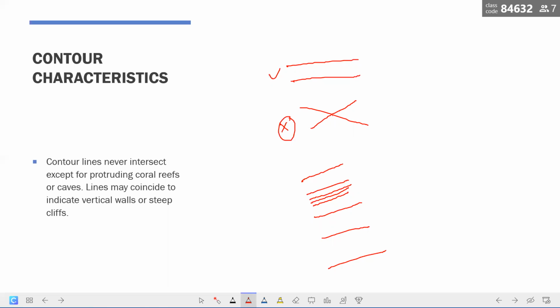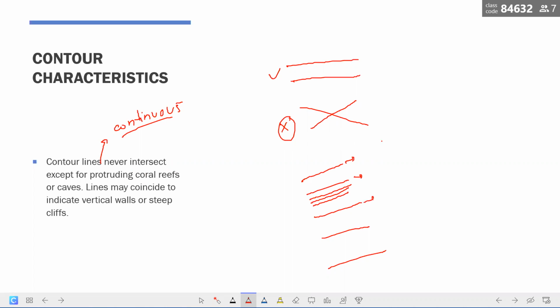But again, because the lines never intersect. Oh, and one thing, sorry, forgot. The first rule of thumb is that contour lines are continuous. They never intersect, except for protruding coral reefs or perhaps even caves. But generally, they are continuous. So this goes on and on.